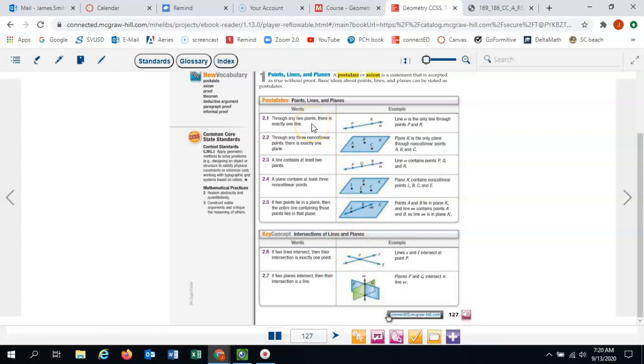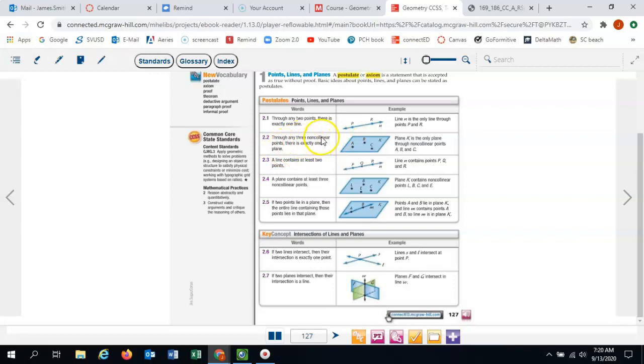As I look at the first one, it says, through any 2 points, there is exactly one line. And that's not a new idea for us. That was something from chapter 1. A lot of these are from chapter 1, but we're now using them to do other things. So through any 2 points, there is one line. If I have 2 points anywhere, I know that I could draw a line through those 2 points. All right, that's all that one is saying.